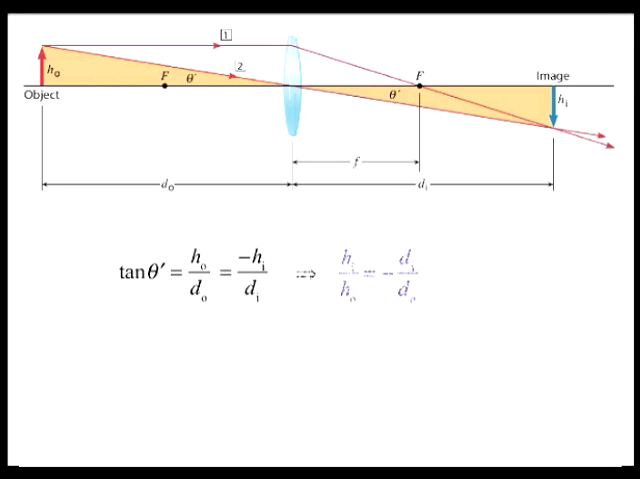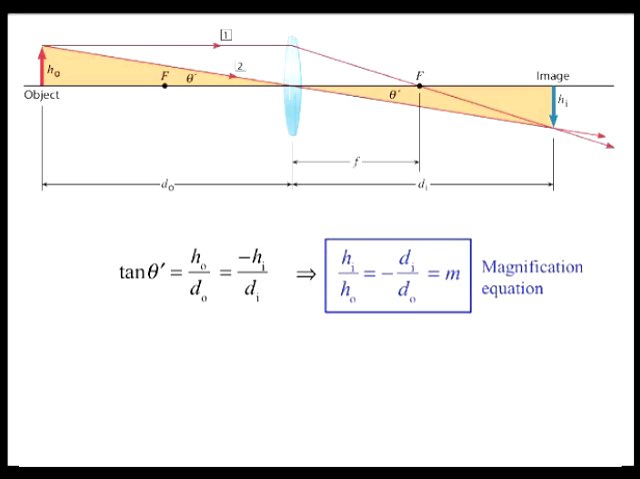We can now write HI divided by HO equals negative DI divided by DO, which equals M, where M is the magnification, and this is the magnification equation for thin lenses.